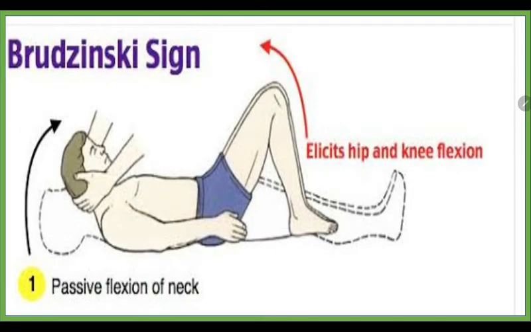Next is Brudzinski sign. B for B, remember B for bending of the neck. Bending of the neck is the layman term, or in medical terms it is flexion of the neck. As the examiner is doing it, it is called passive; if the patient is doing it, it is called active, right? So here we do passive flexion of the neck. Because of passive flexion, hip and knee flexion will be elicited. This is because there is meningeal irritation, thereby it is a meningeal stretch test.